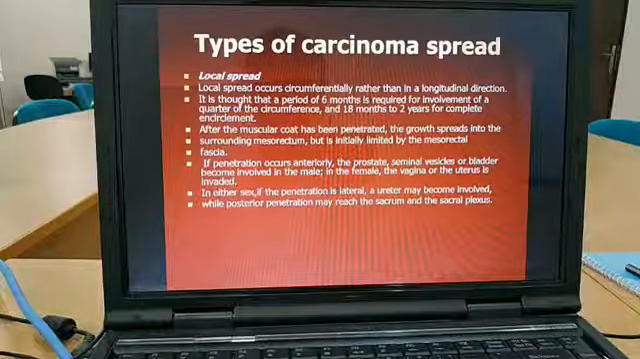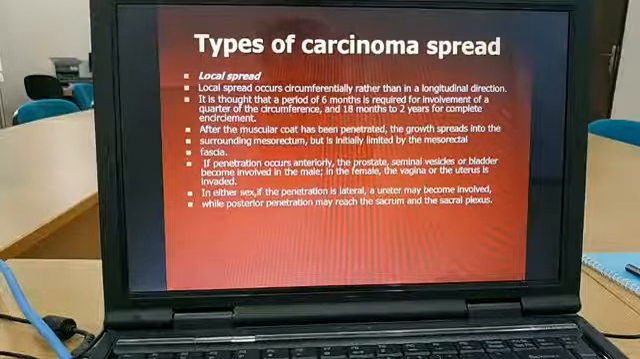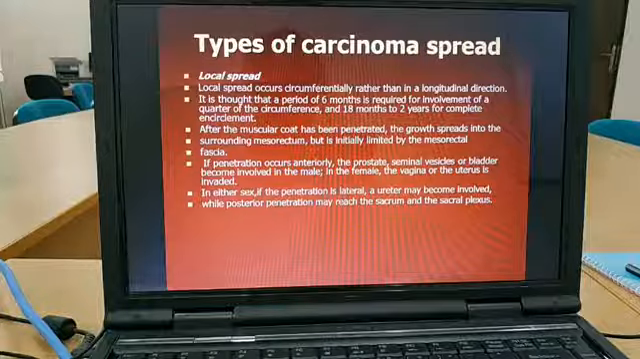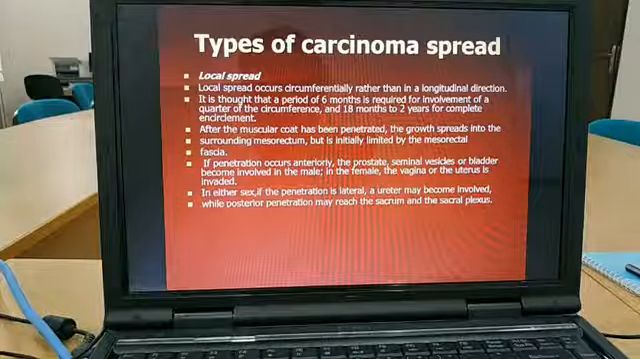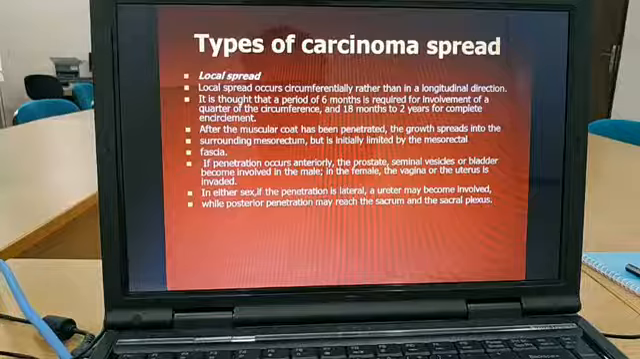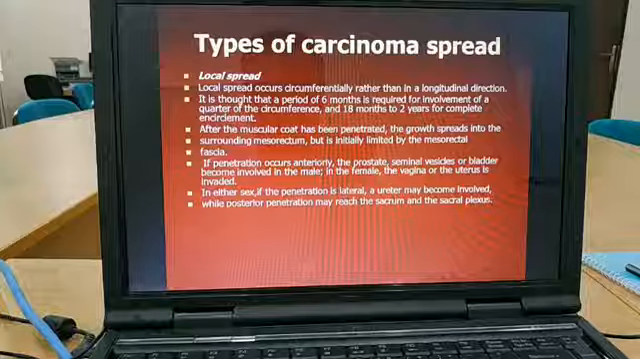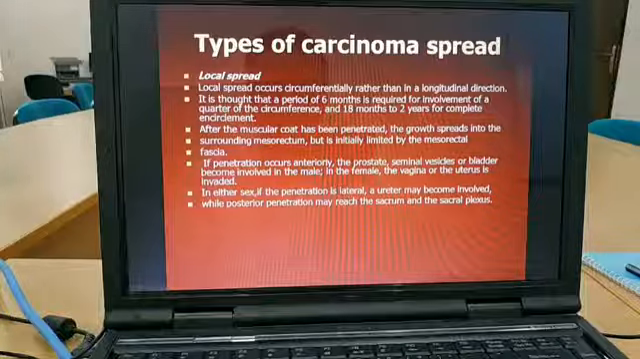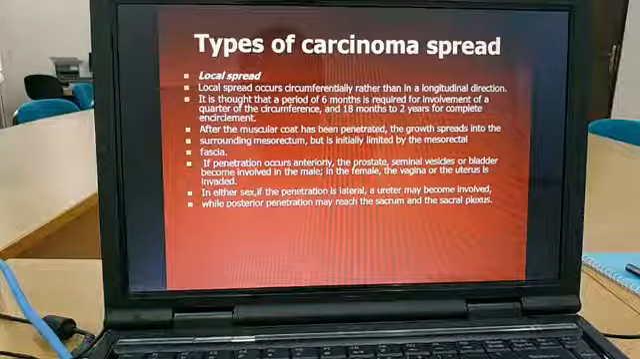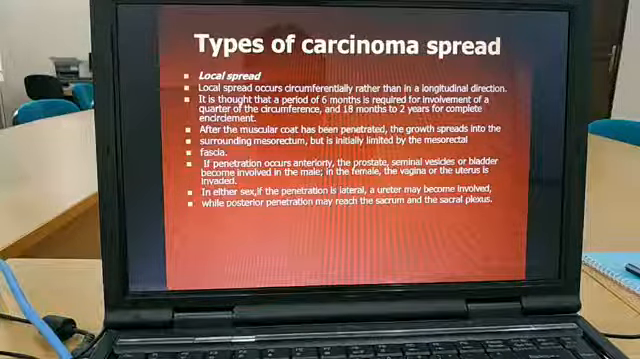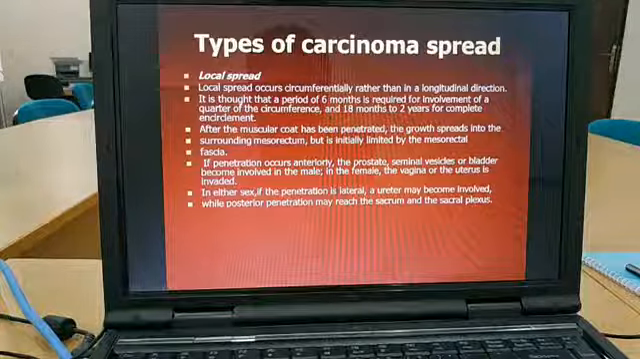Another very important thing is how carcinoma spreads. It is a very common question in the exam how a malignant tumor, or a particular type of malignant tumor, spreads. We are here talking about the carcinoma of the rectum. If we think of local spread, the local spread occurs circumferentially rather than in a longitudinal direction. This is very important. The local spread occurs circumferentially.